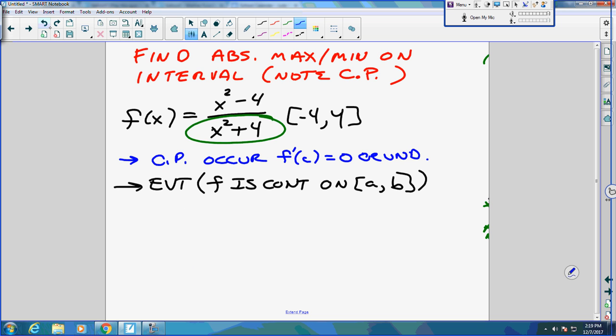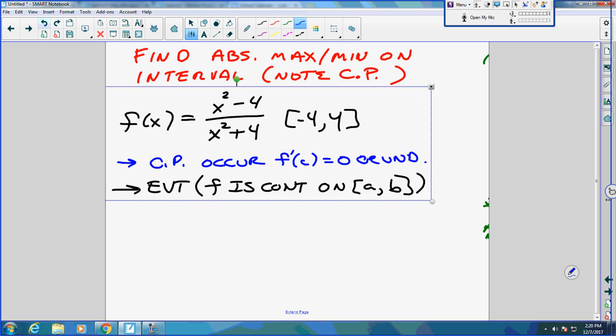So I can say immediately that this function is continuous in the interval. In fact, it's continuous everywhere. If you didn't have an interval, it'd be all real. So we know two things. We know that EVT tells us there will be a max and min. Does everybody agree? Because it is continuous on that closed interval. Boom. We know there's a global max and a global min, or an absolute max, absolute min. Again, it's just a different way of saying the same thing.